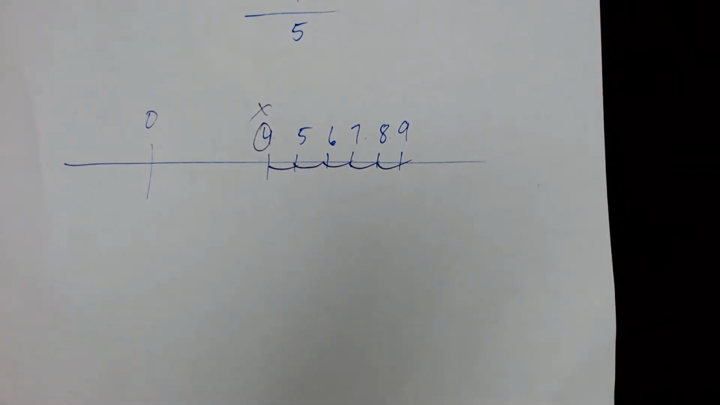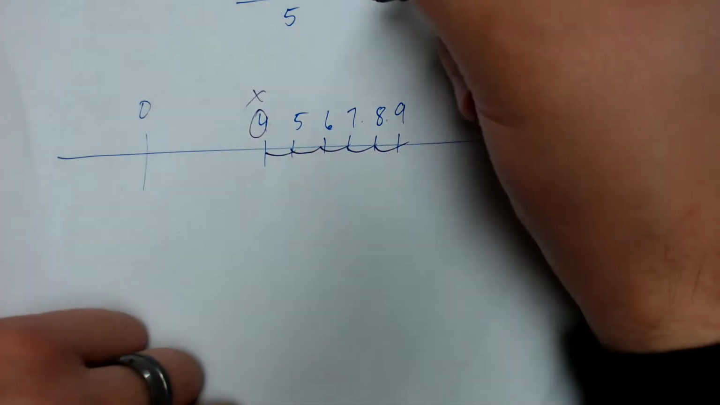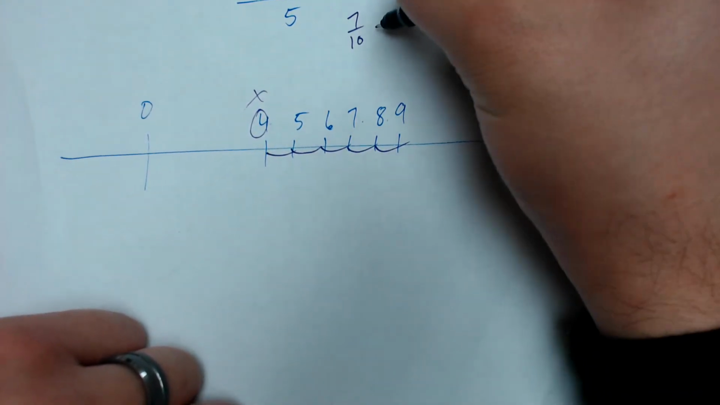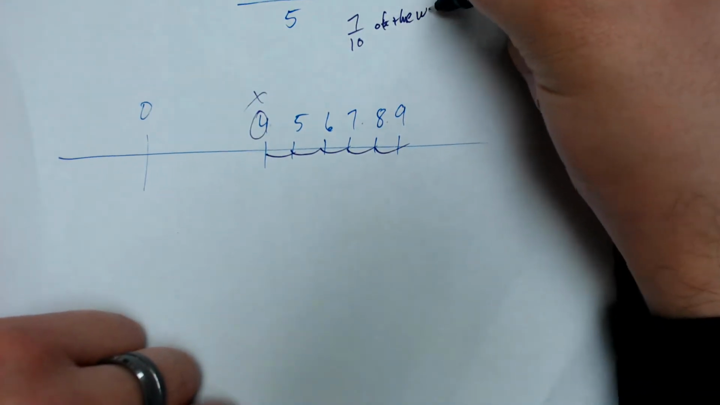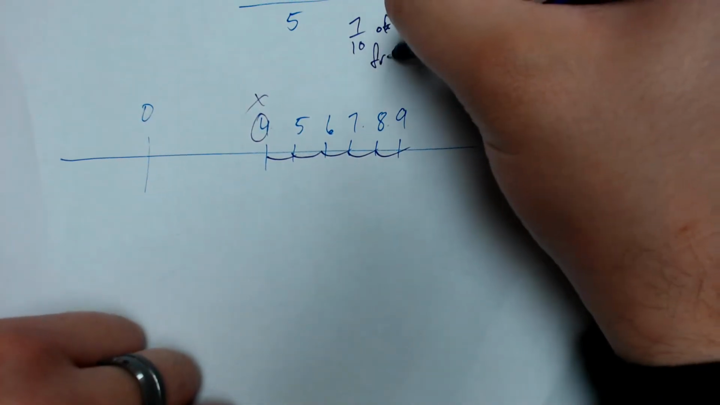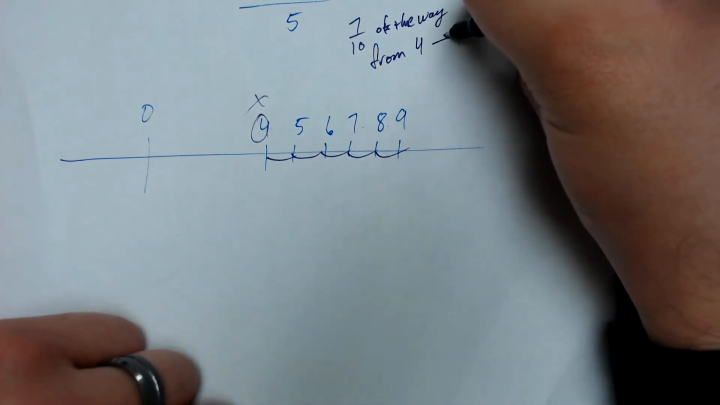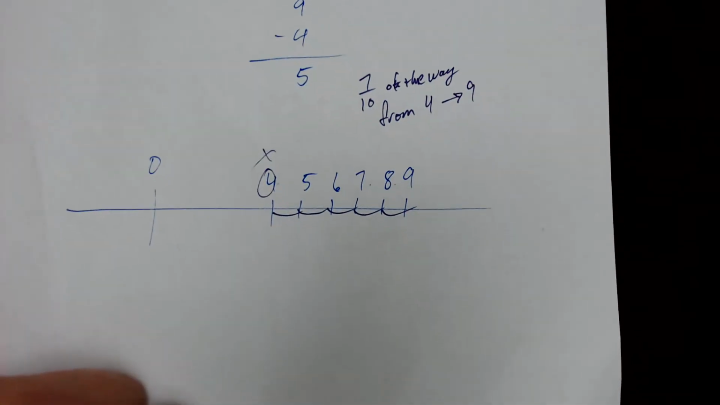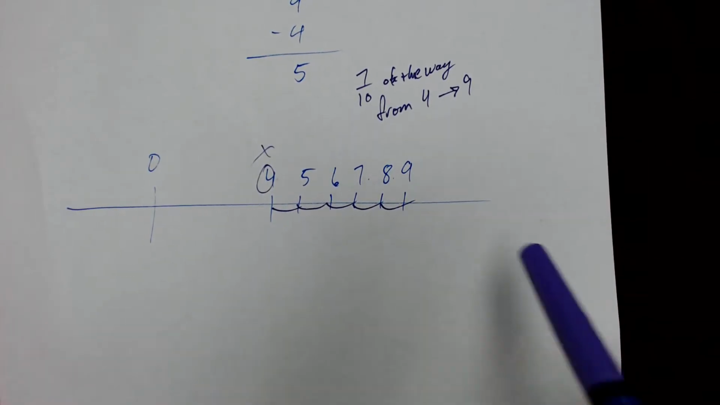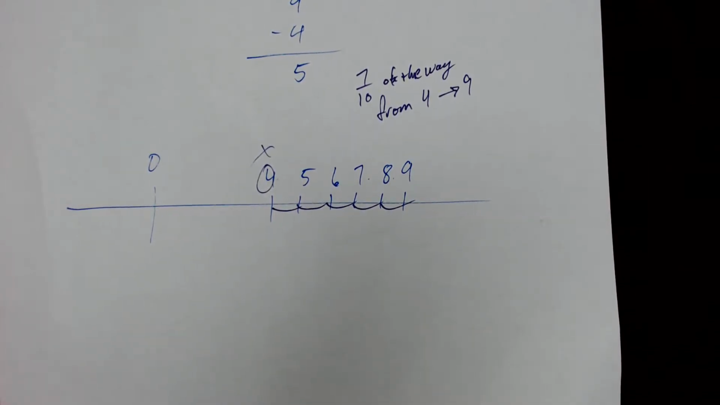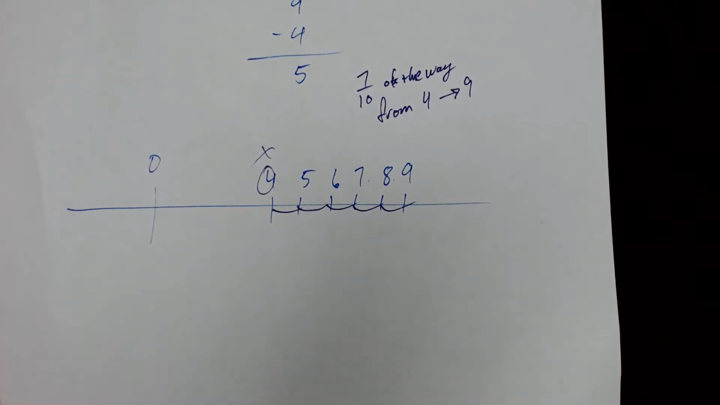Now, what makes this even harder is if I ask you, I want to know what number is 7/10 of the way from 4 to 9, right? So this is the problem we're dealing with. I want you to find the number that is 7/10 of the way from 4 to 9. So first we got to think about the distance between the two numbers. What is the distance between 4 and 9? It is 5. We can figure that out through subtraction, right?